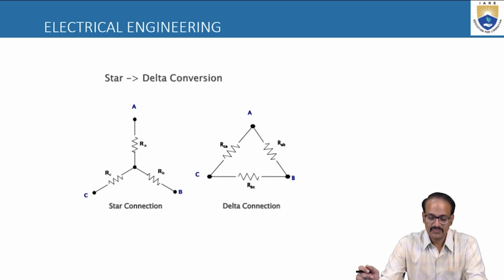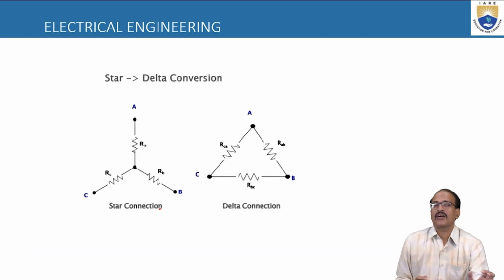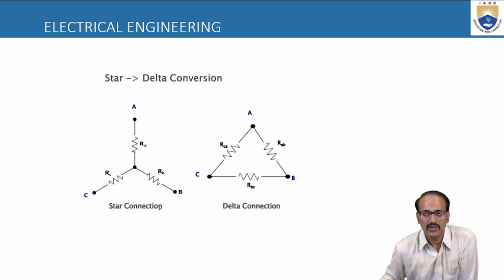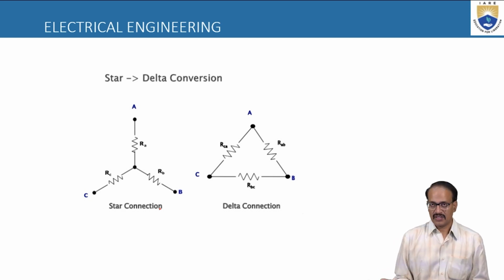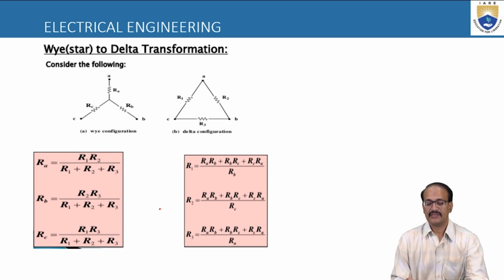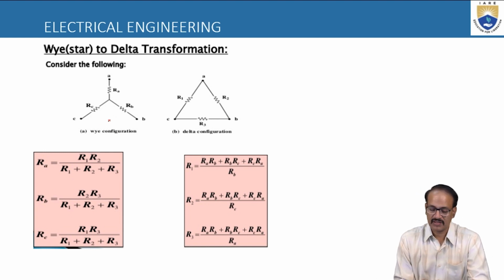So now this is the star connection and this is the delta connection. According to the necessity in the circuit, we will change the star connection to delta and the delta connection to the star connection. Okay. So now we will see how we are going to do it. First we will take this example.